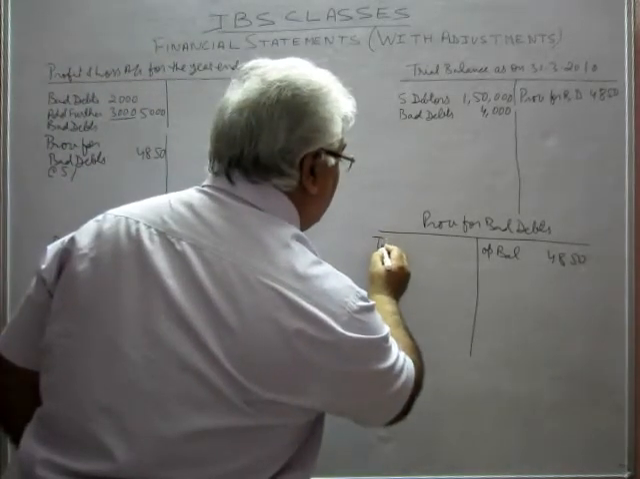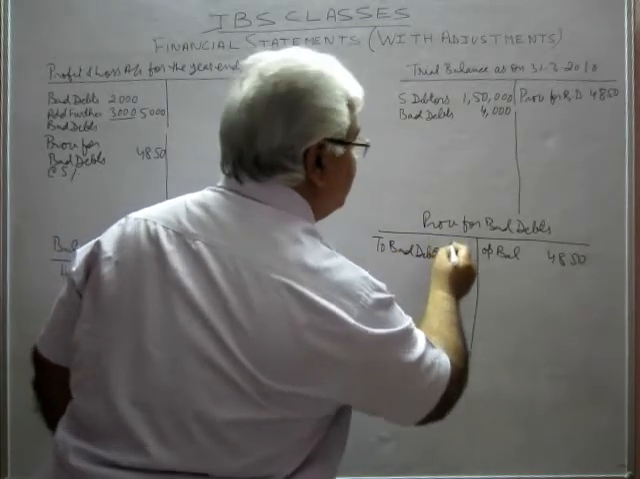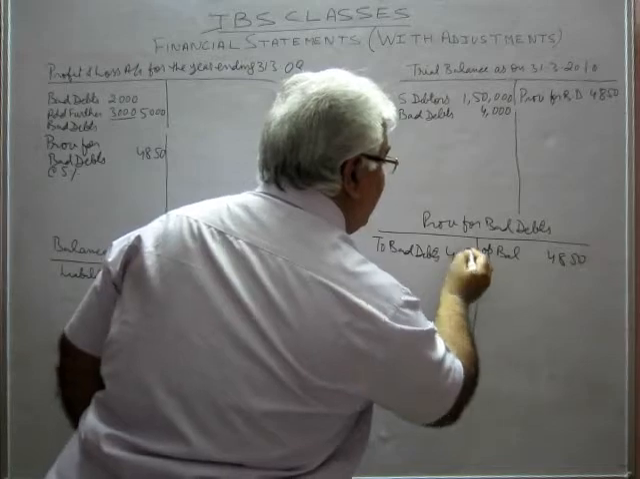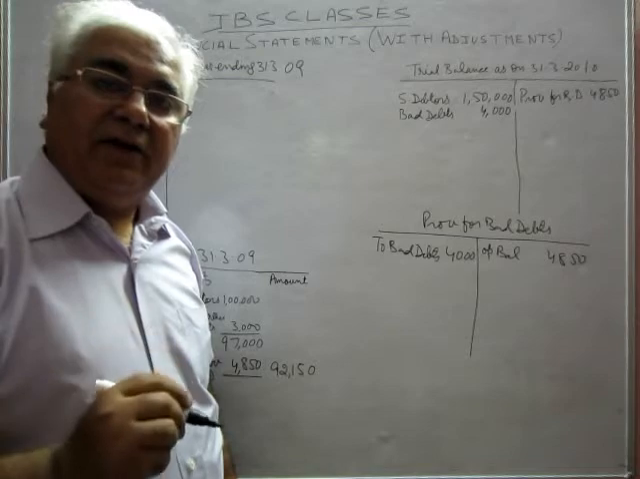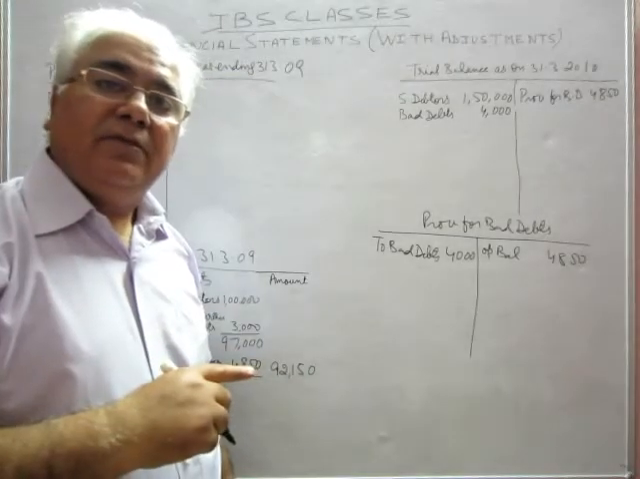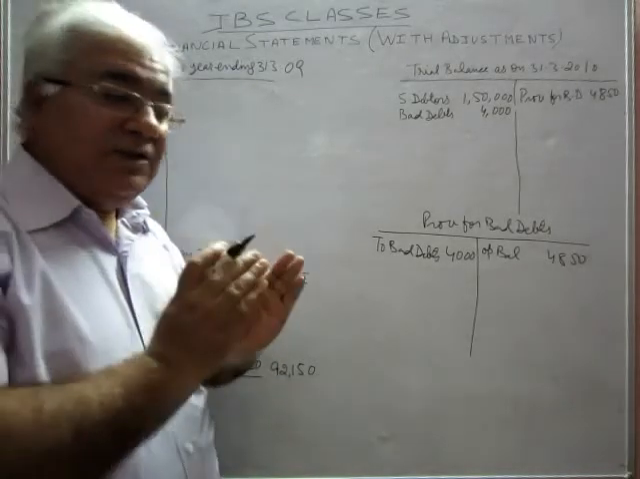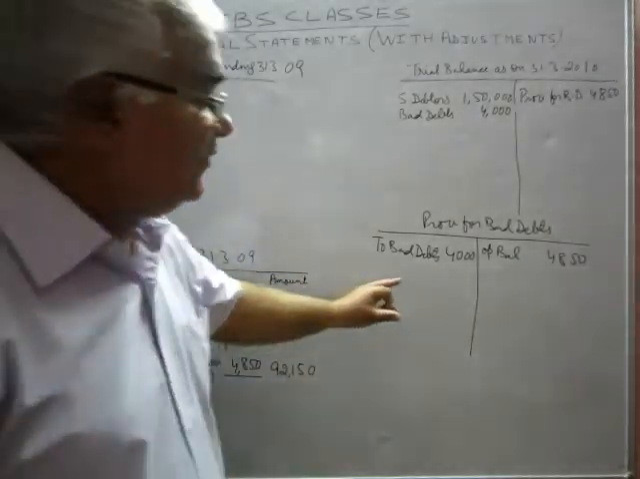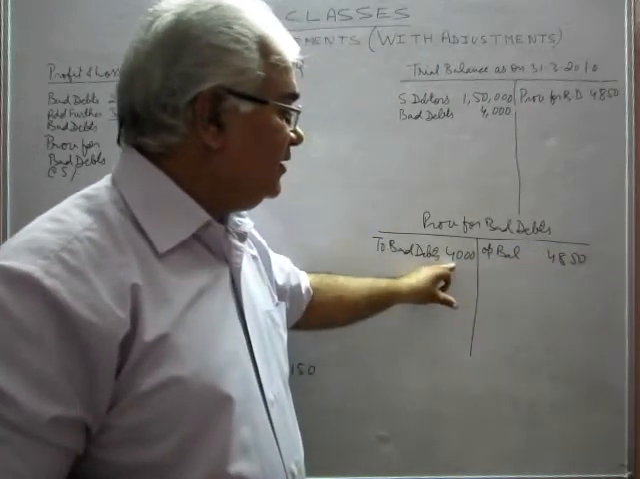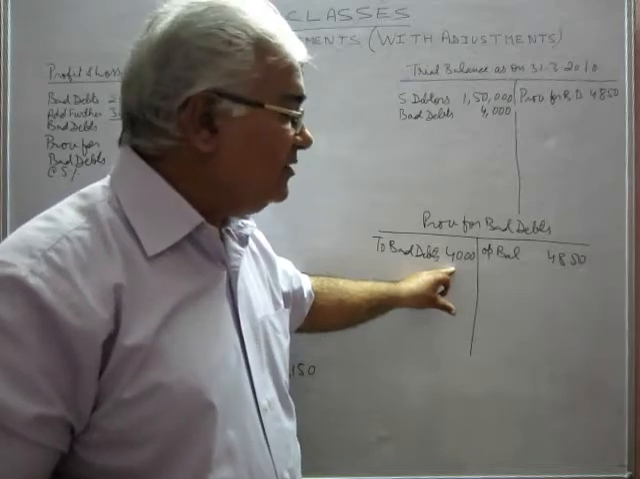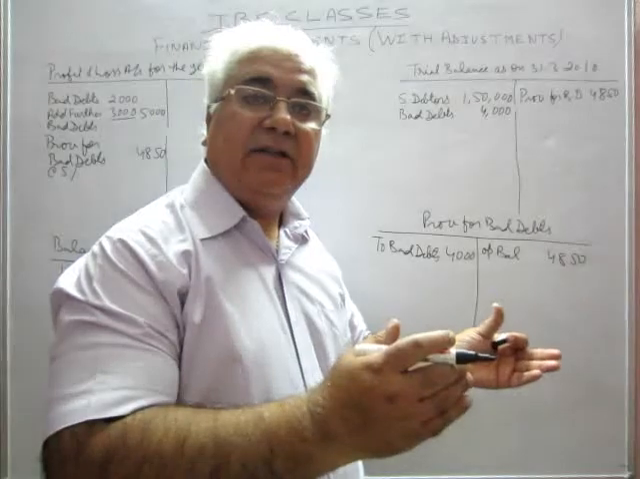To bad debts, 4,000. And for the next year, you require a provision of 7,500, which you will take from profit and loss account. But 7,500 that one, and here the difference is, you had a credit balance of 4,850, but you debited only 4,000. That means rupees 850 is still left from the last year's balance.